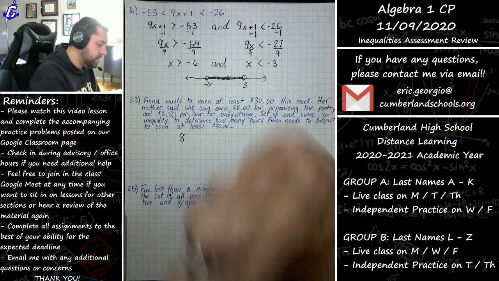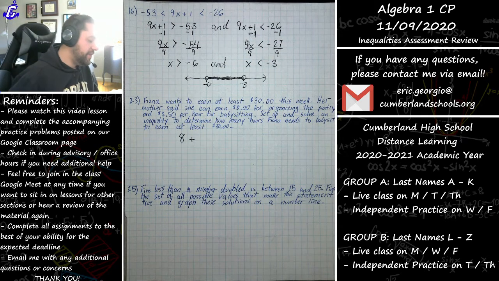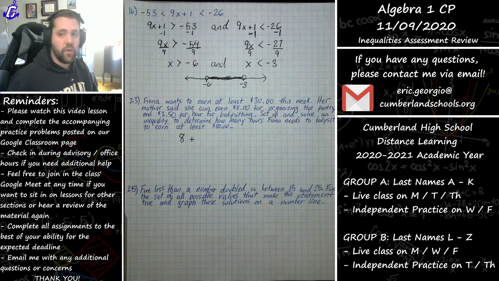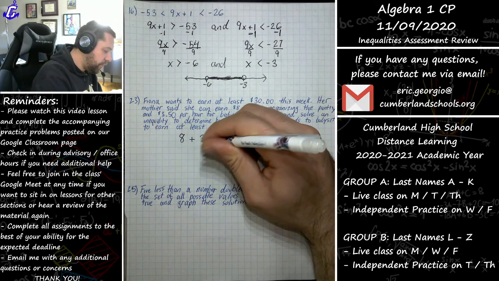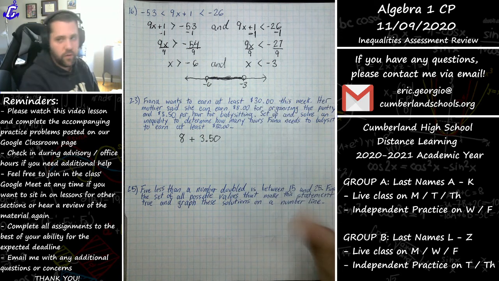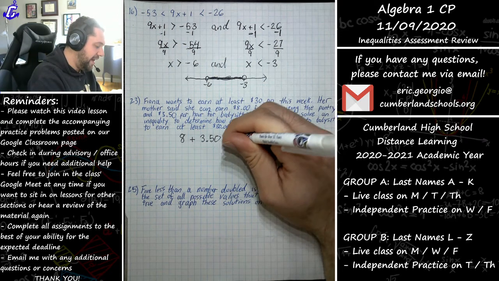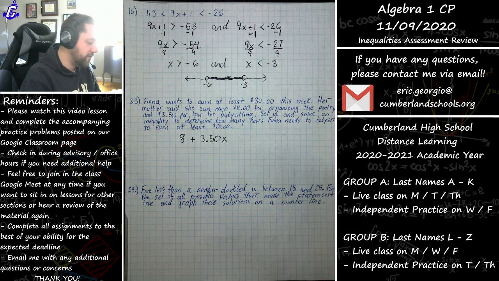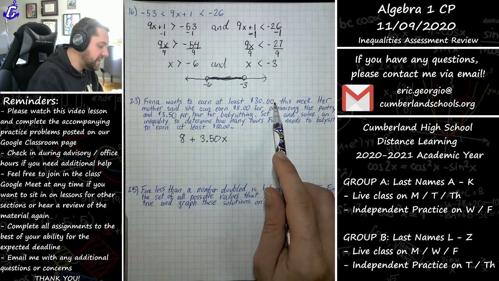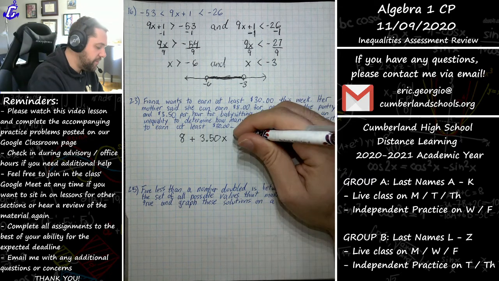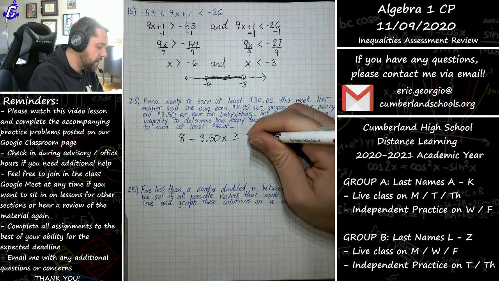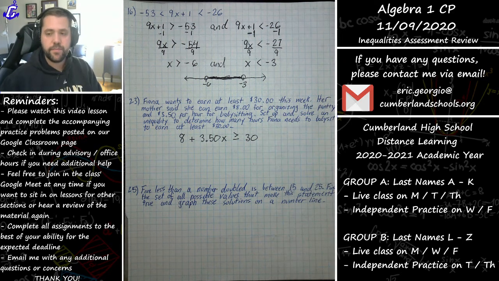Now she also earns, so plus, $3.50 per hour for babysitting. So how many hours is she spending babysitting? Well, we don't know the answer to that, so we can say that this is plus 3.50, or 3.5 if you prefer, times x, because we don't know how many hours she'll be babysitting for. And she wants to earn at least $30, so that means this has to be greater than or equal to 30. It could be 30, because 30 would be at least 30, or more than 30 would be great too.